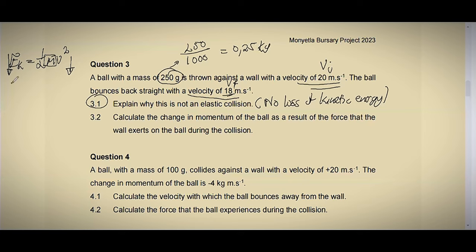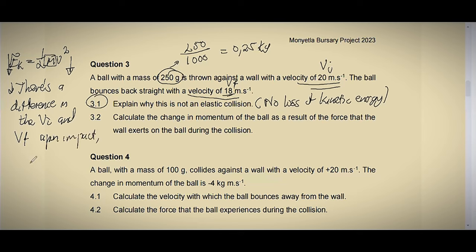So how do we put it? We say there is a difference in the VI and VF upon impact, which indicates that there was a loss in kinetic energy.